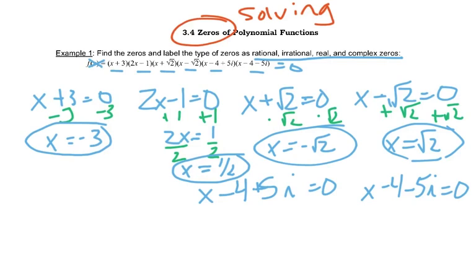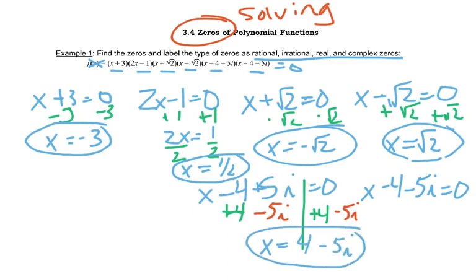Here I'm going to do two things at once. I'm going to add 4 to both sides. Here's my equal sign. But I'm also going to subtract 5i. And that's going to give my answer all at once. I get x equals 4 minus 5i. And that's my answer.